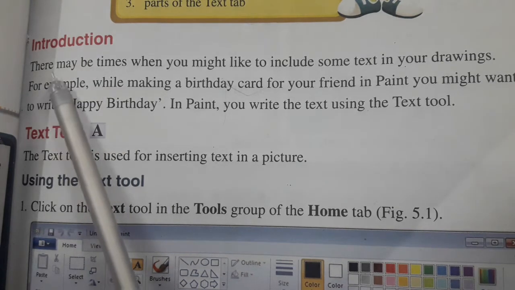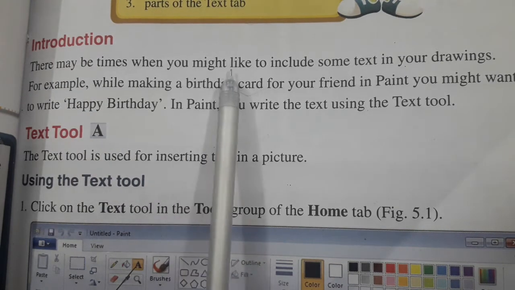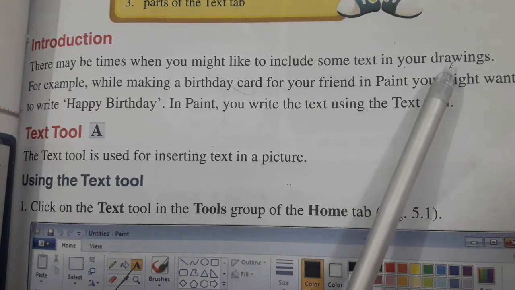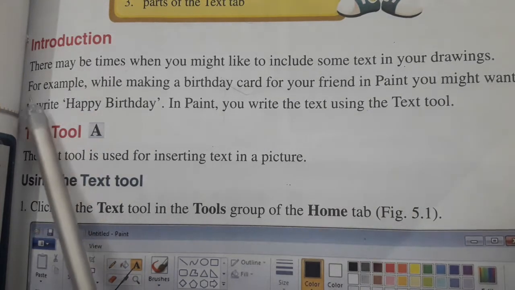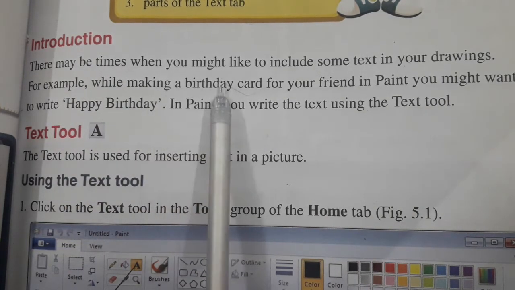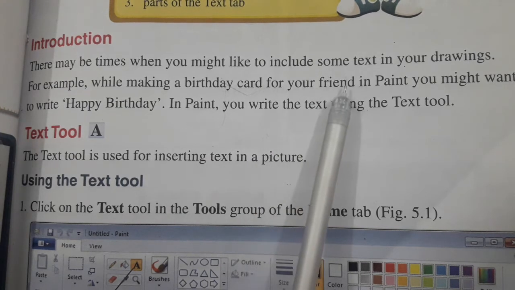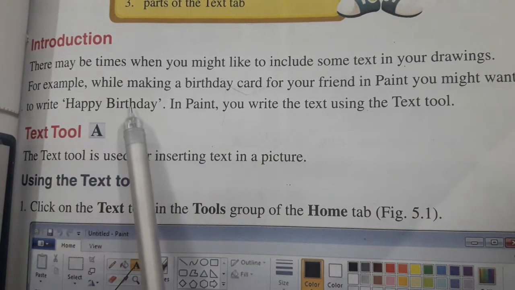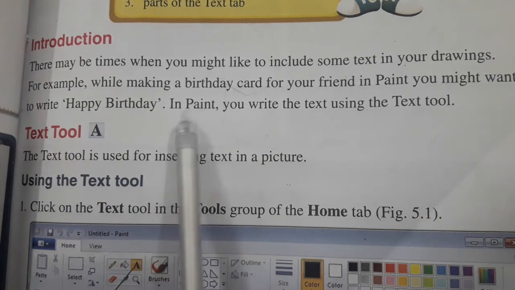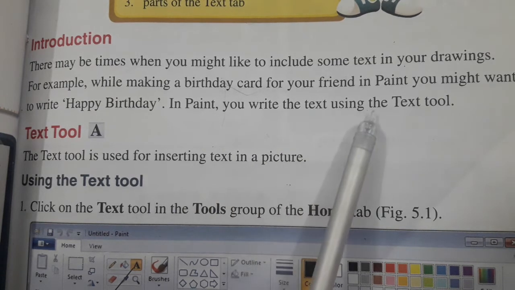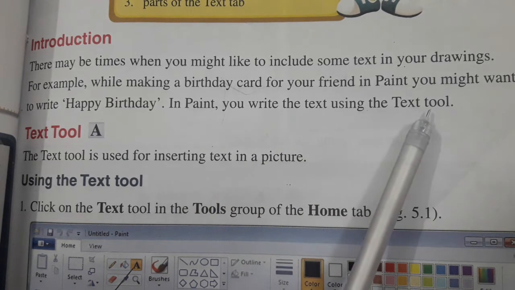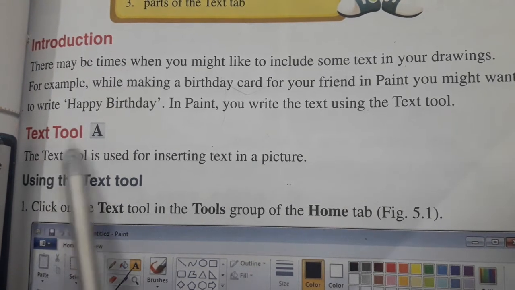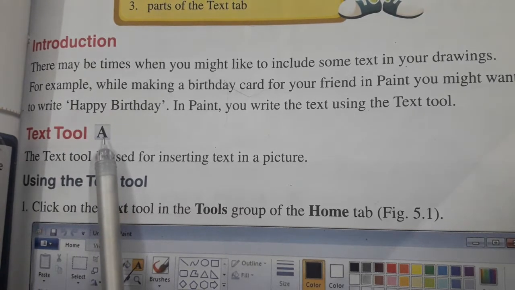Introduction. There may be times when you might like to include some text in your drawings. So for example, while making a birthday card for your friend in Paint, you might want to write happy birthday. So in Paint, you write the text using the text tool. So let's see what is the text tool. Text tool. This is the image of text tool.